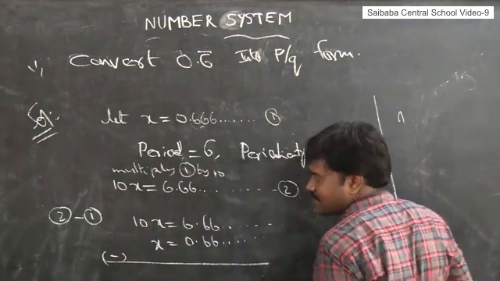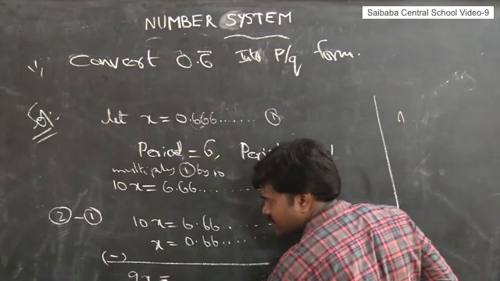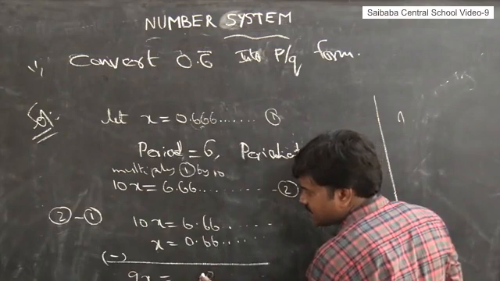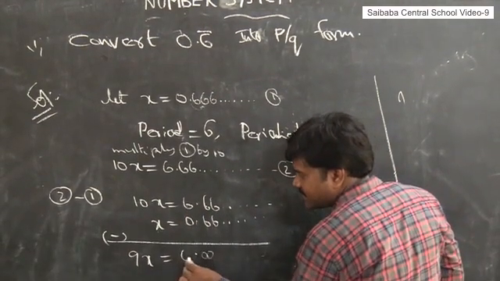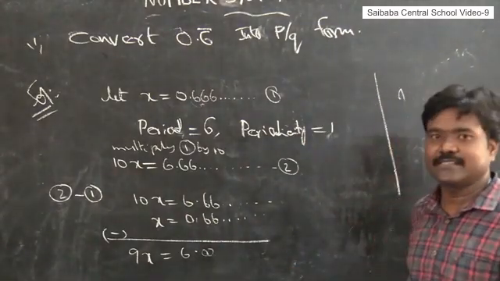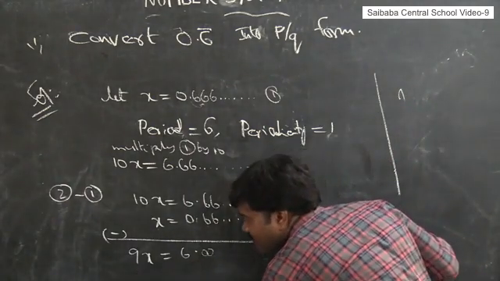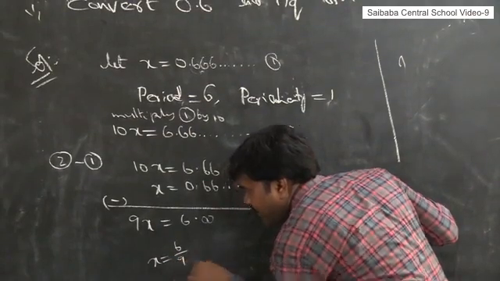10x minus 1x is 9x, and 6 minus 6 is 0. 0.6 minus 0 is 6. So what answer do we get? 9x is equal to 6. 6 point something means 6. So 9x is equal to 6, then x is equal to 6 by 9.